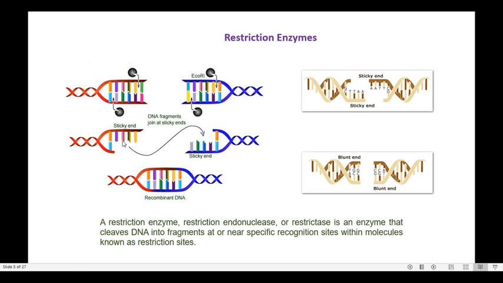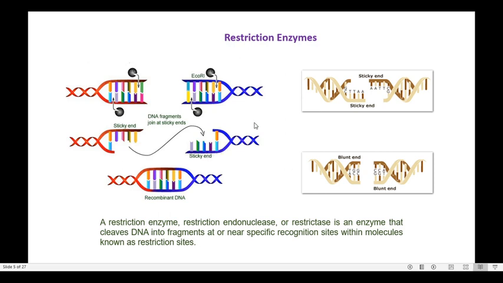So it will make a break like this, and similarly here also it will make a break like this. So this is from one genomic DNA, for example from the vector, and this is from the insert, and this part and this part are complementary to each other so that they can fuse together.